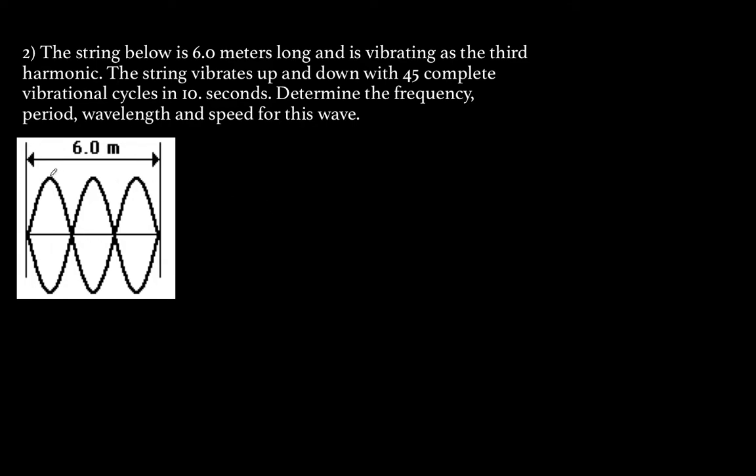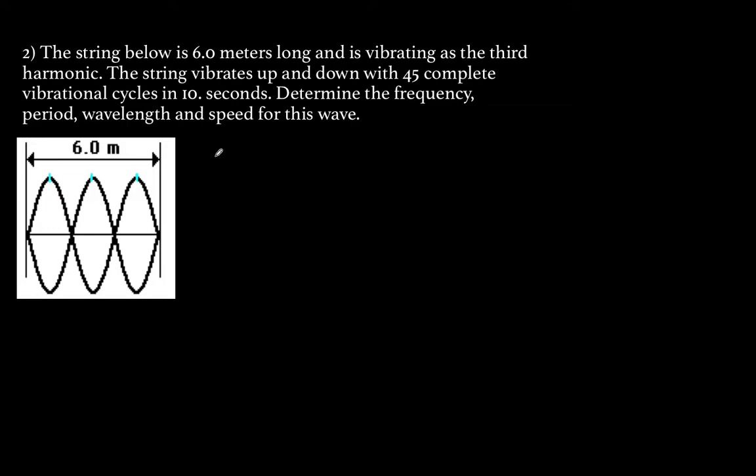Again, you can tell the harmonic by the number of antinodes. This has 3 antinodes, meaning that your harmonic is the third. The string vibrates up and down with 45 complete vibrational cycles in 10 seconds. Determine the frequency, period, wavelength, and speed for this wave.